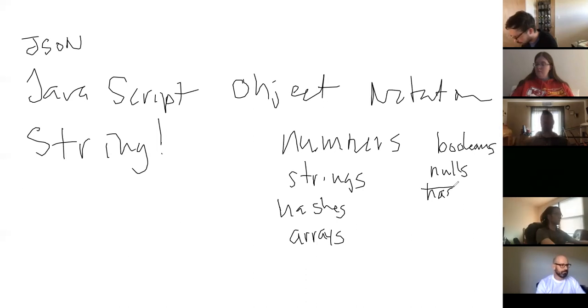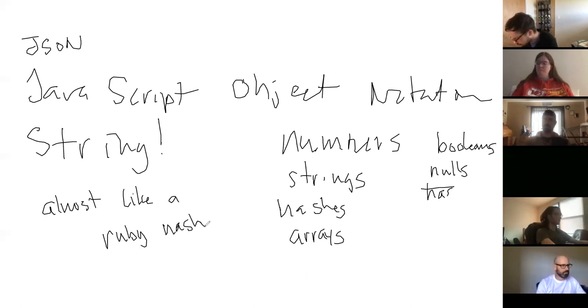And the thing to note about JSON objects is that they're almost like a Ruby hash, in that it's very much organized into key value pairs. And you are familiar with working with hashes, so this is going to be something that is easy for you to understand going forward.